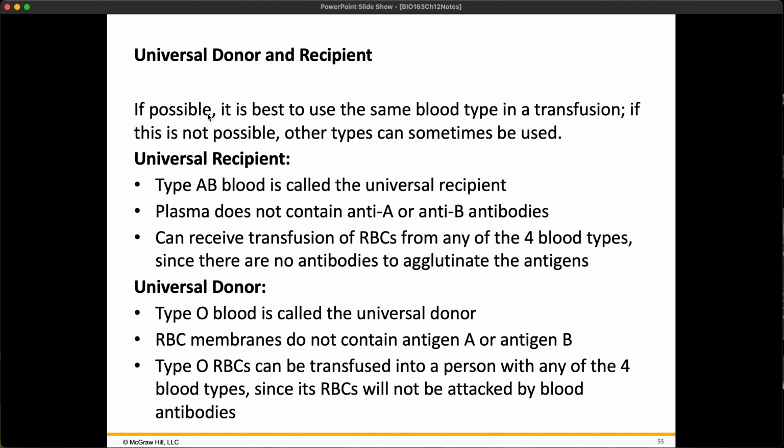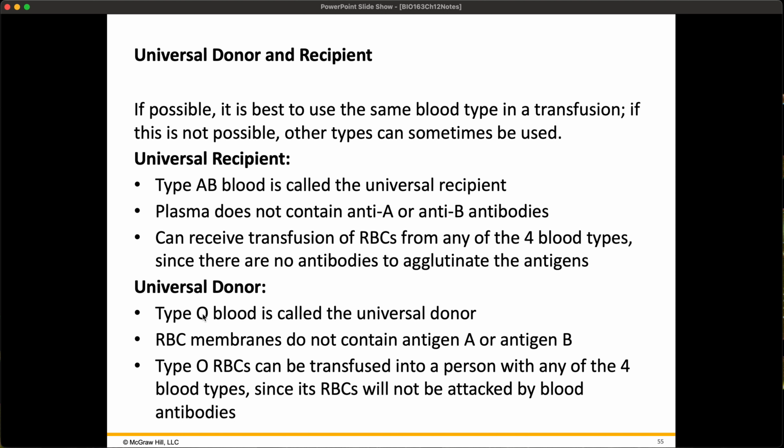So again, for universal donor and recipient, if possible, it's always best to use the same blood type. If not, some substitutions can be made. The universal recipient is type AB blood. Since it's type AB, it means it has both antigens on the red blood cells but no antibodies. So they can receive transfusions from any of the 4 blood types.